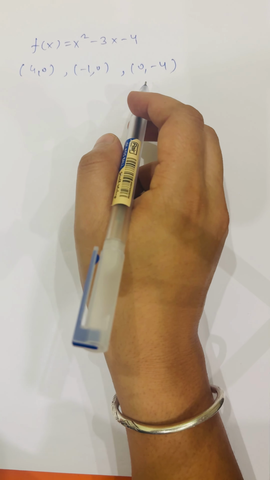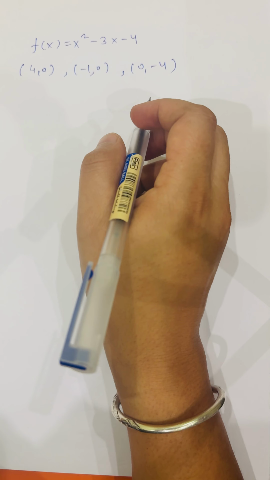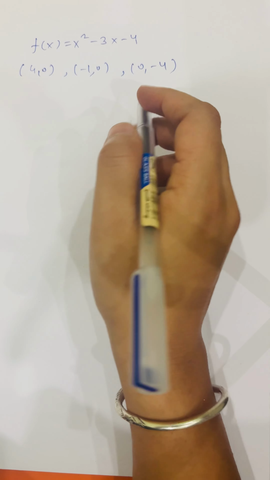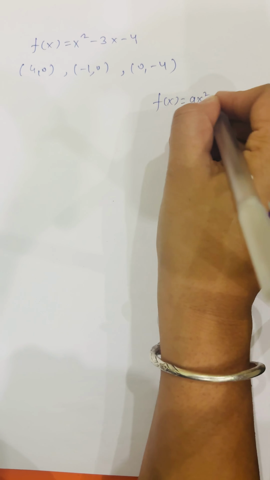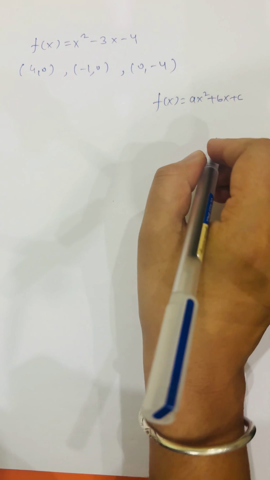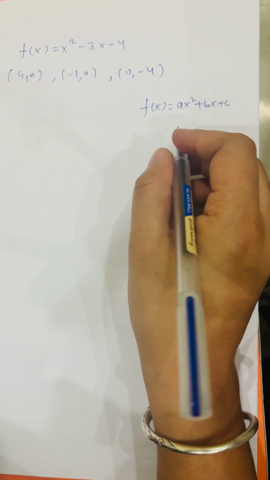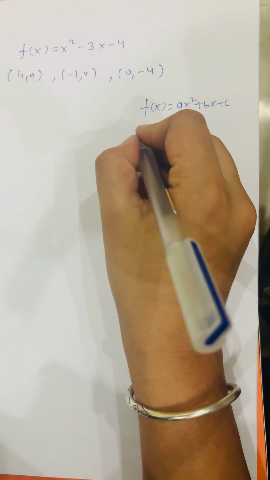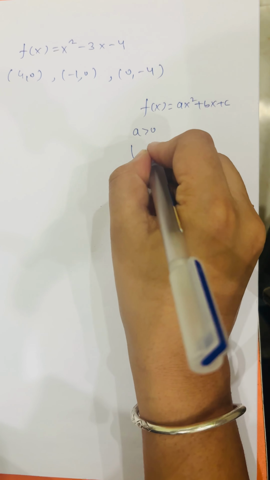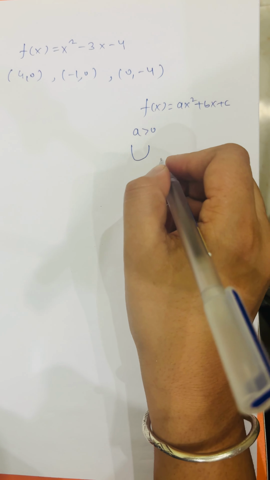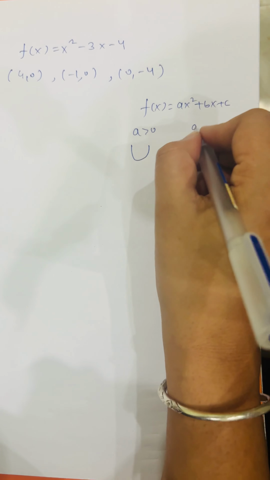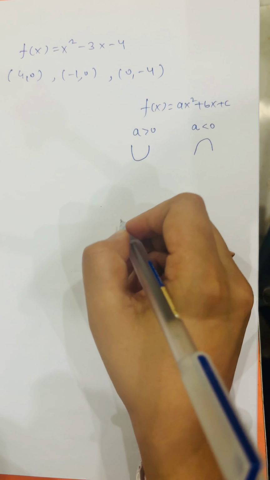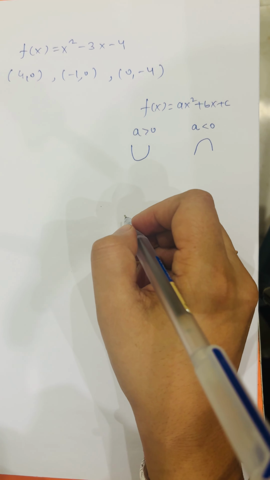Now we need to find the vertex, which we also call the turning point of the graph. In general, if we have f(x) equal to ax squared plus bx plus c, the general equation of a quadratic function, then if a is greater than 0, the graph is concave up, as the shape of the graph of a quadratic function is a parabola. So if a is positive, it will be concave up. If a is negative, it will be concave down. And how do we find the vertex or the turning point?